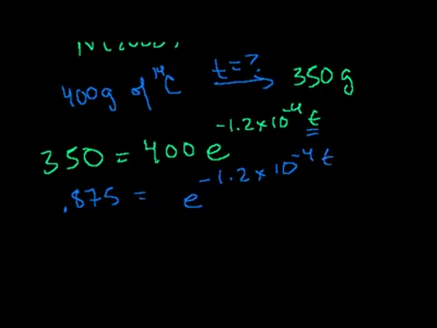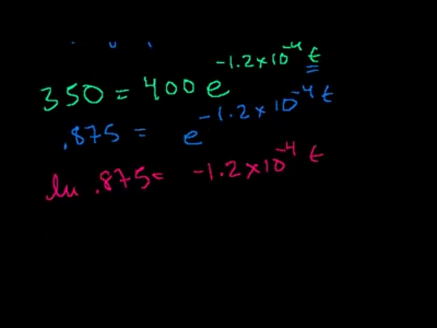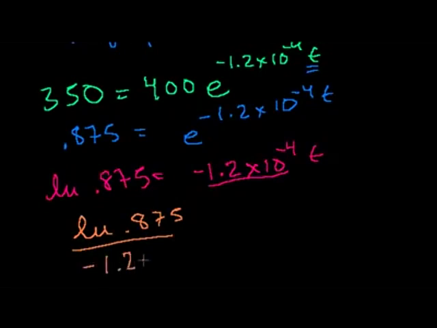You take the natural log of both sides. You get the natural log of 0.875 is equal to, the natural log of e to anything is just the anything, so it's equal to minus 1.2 times 10 to the minus 4 t. And so t is equal to this divided by 1.2 times 10 to the minus 4. So the natural log of 0.875 divided by minus 1.2 times 10 to the minus 4 is the amount of time it would take us to get from 400 grams to 350.